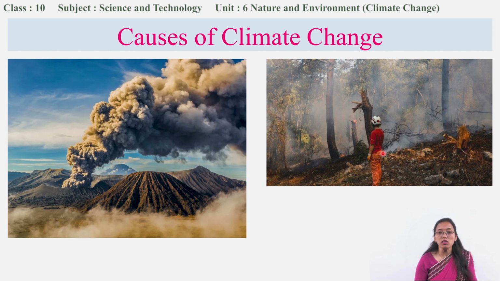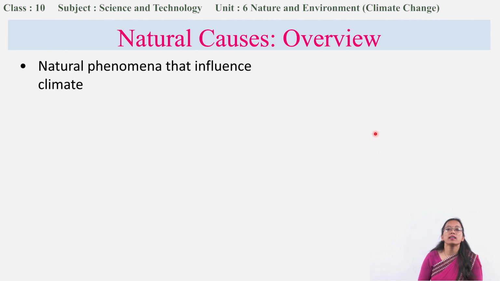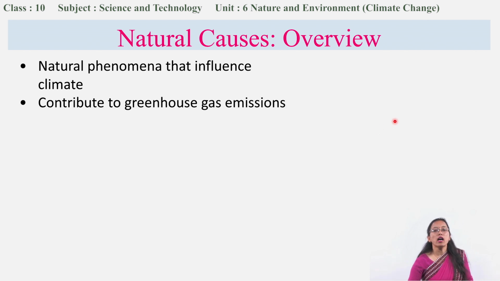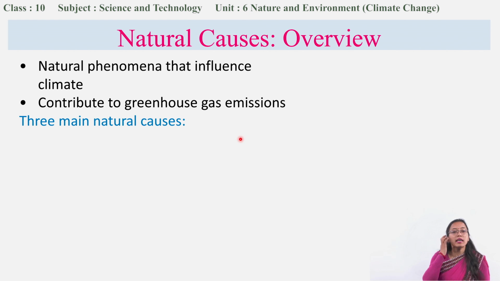So what are the natural causes? Let's discuss. Natural causes are the natural phenomena that influence the climate. What are the natural phenomena? Those which take place in nature without the involvement of human beings. Okay, and those are the natural causes. It contributes to greenhouse gas emission. It increases the greenhouse gases in the environment. There are so many, but we discuss only three main causes here. What are those three main natural causes?